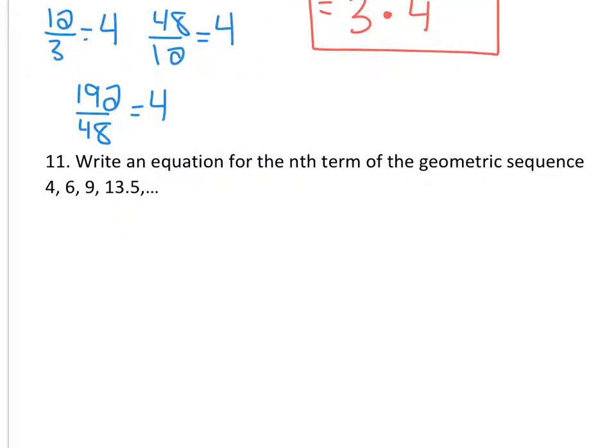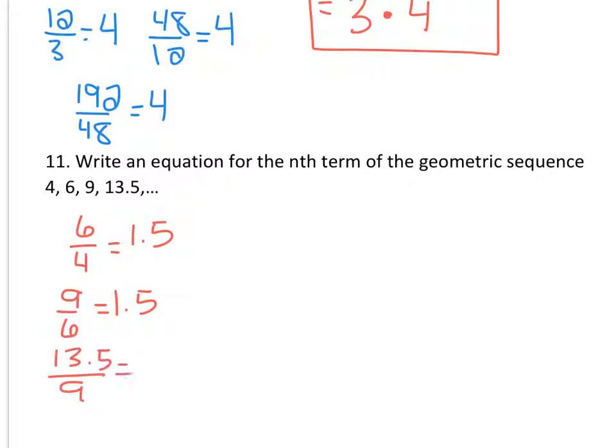Okay, write an equation for the nth term of the geometric sequence 4, 6, 9, 13.5. So let's find our common ratio first. 6, our second term, divided by our first term is going to be 1.5. 9 divided by 6 gives us 1.5. And 13.5 divided by 9 gives us 1.5. So this is a geometric sequence with our common ratio of r.